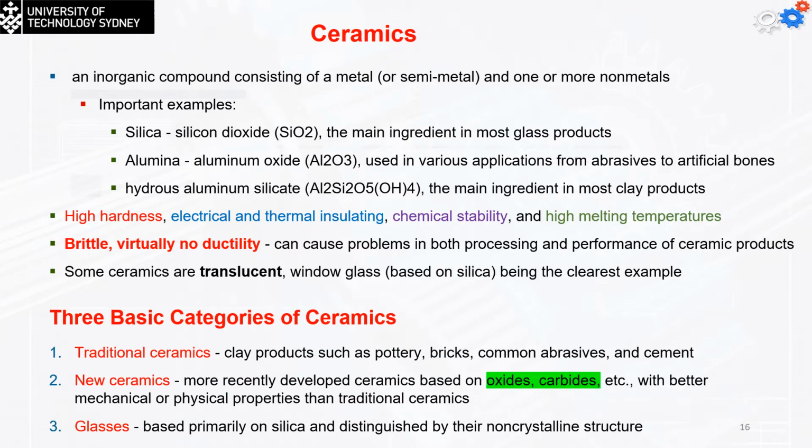We have three basic categories of ceramics. The traditional ceramics are the clay products like pottery, china, bricks, the common abrasives, and cement. The new ceramics are more recently developed ceramics based on oxides, carbides, and so on, with better mechanical or physical properties than the traditional ceramics. And we have the glasses, which are based primarily on silica, as we said earlier, and are distinguished by their non-crystalline structure, which makes them transparent.